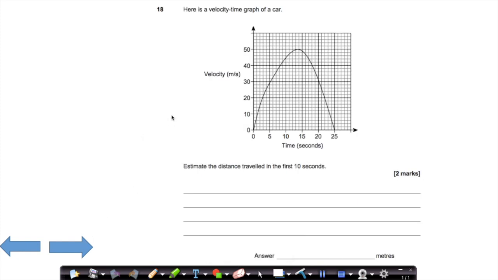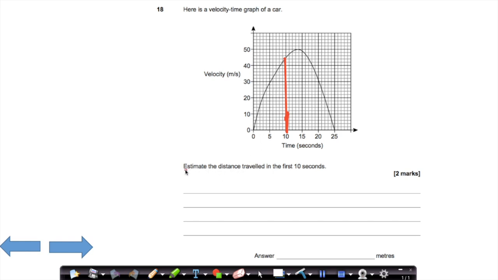Looking at question 18, estimate on the velocity time graph of the car, estimate the distance travelled in the first 10 seconds. So if you remember that the distance travelled in a velocity time graph will be represented by the area underneath the graph, then after 10 seconds, where are we at? Well, if I try and do as straight a line as possible up here, straight line up to there, we want the area of this section here, area of all of that.